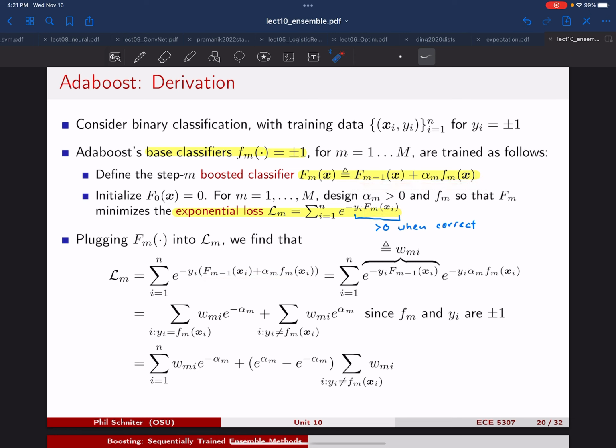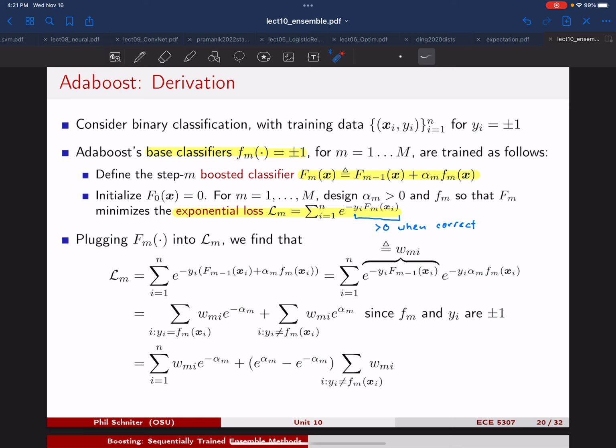The next stage is we can see that we have an exponent of a sum of things, which means we can break this into two exponents, one e, another e. And when you look at the first one, it does not involve alpha m or fm, which are the things we're designing. So we can think of this as a constant for our design, and we're just going to give it a name, w_m^i. This is the thing that involves the design variables alpha m and fm.